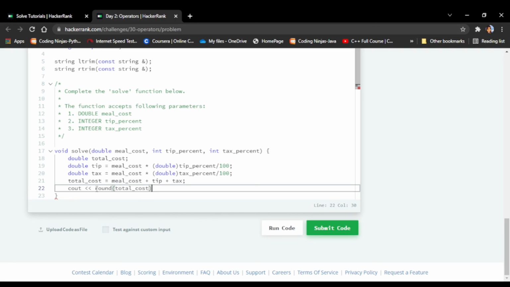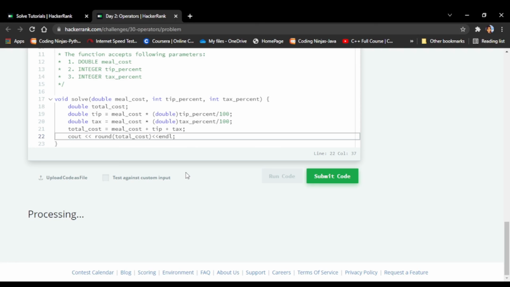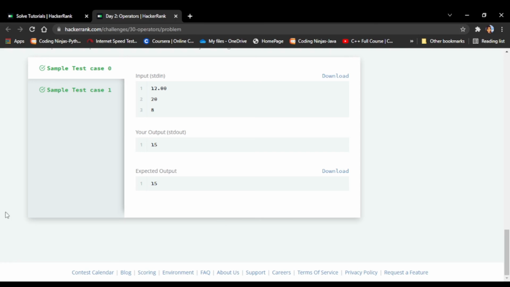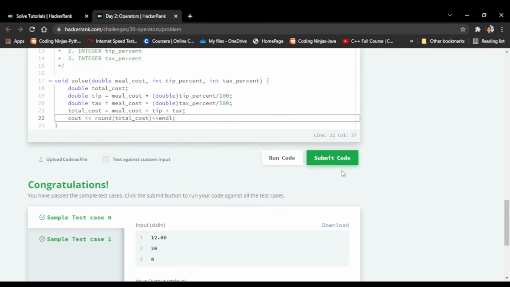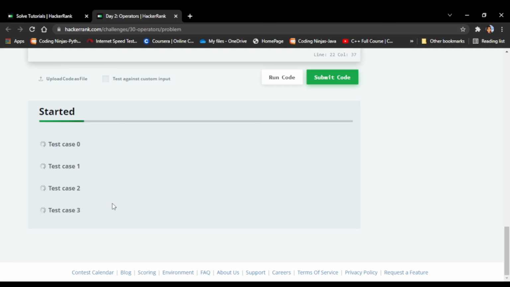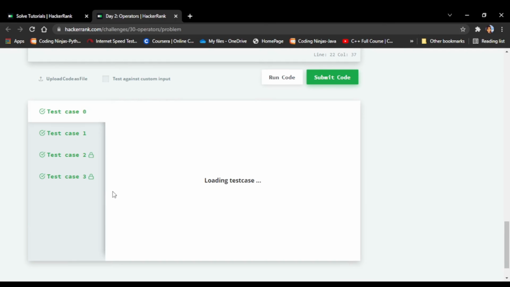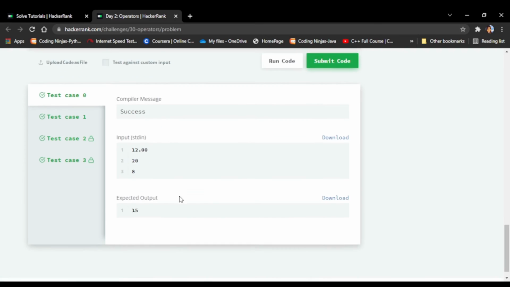Round is an inbuilt function in C++, which helps you round any float value or double type value to the nearest integer. So let's run this code. Yeah, both the sample test cases passed, and then submit the code. Okay, so we are done.